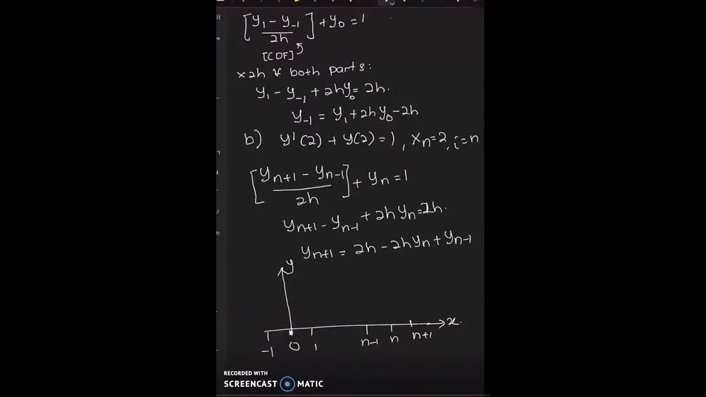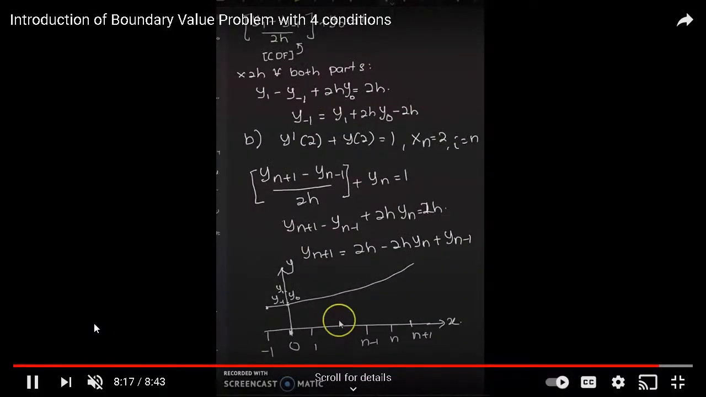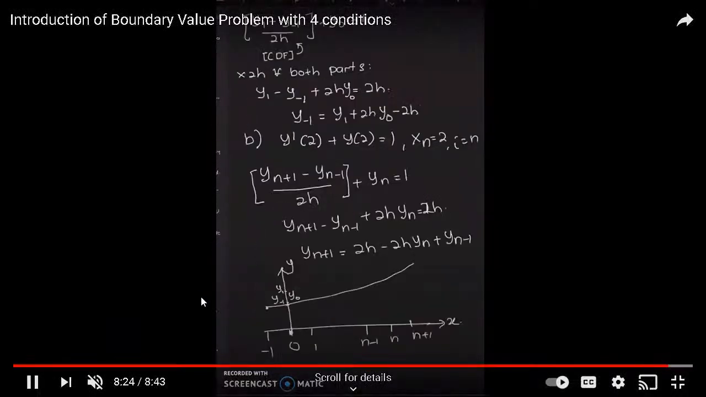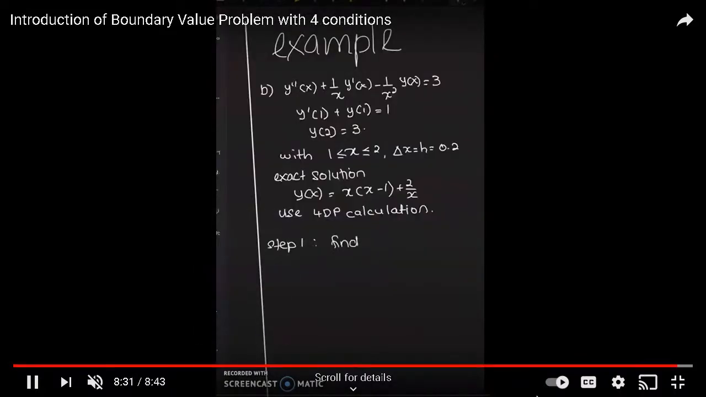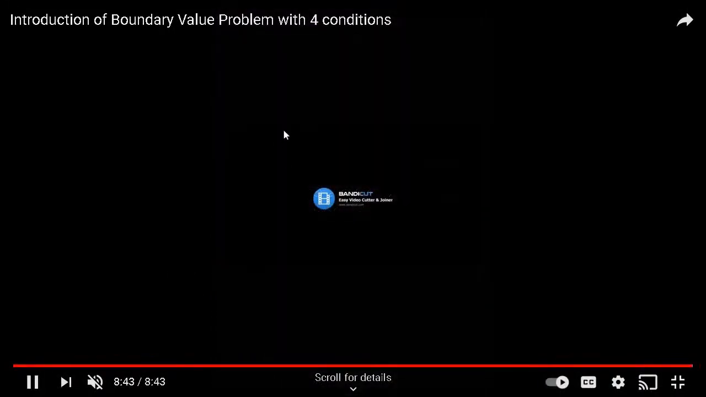So be careful when you have the derivative at the boundary. When you have a derivative at the boundary, you need to find y negative 1 and y n plus 1 at the corners. So be careful here: y negative 1, and y n plus 1 also. So the first step is to find the derivative and find the domain.